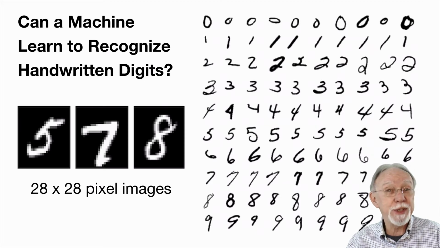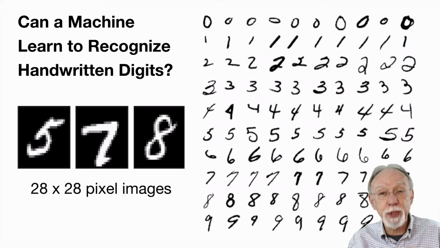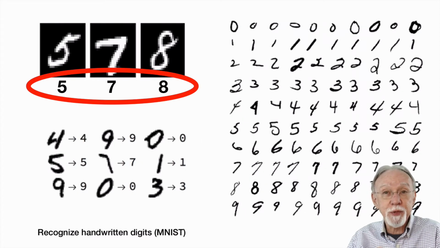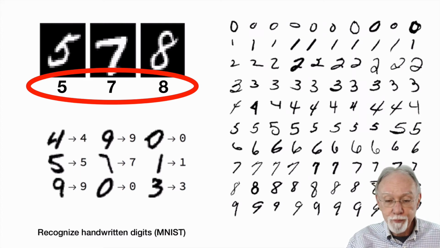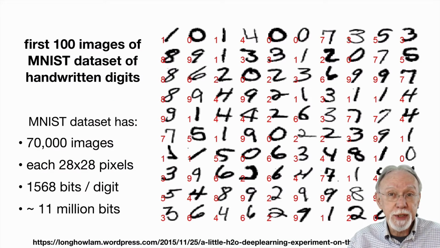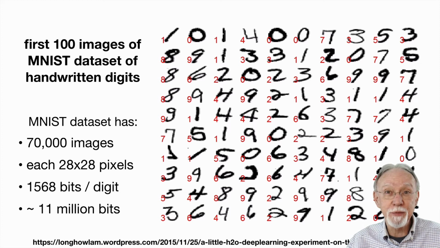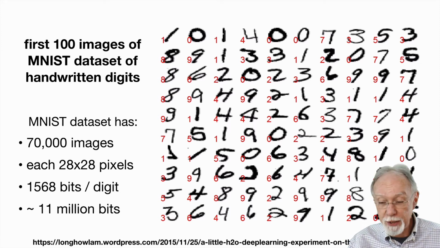Well, first we would need to digitize each handwritten digit. And in this case, they're digitized 28 by 28 pixels with 4 levels of gray. And then they have to be labeled, every one of them. And here are the first 100 digitized numbers with their labels. So this particular data set has 70,000 images of labeled handwritten digits, totaling over 11 million bits of data that has to be processed. Does that seem like a lot?